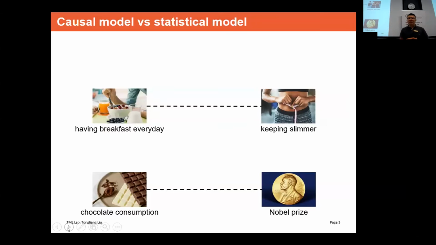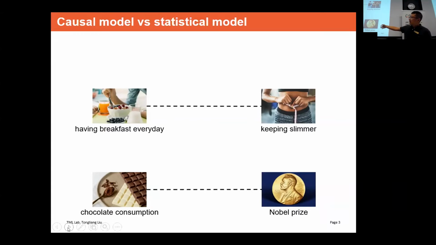I'd also like to further explain that a causal model is more useful than a statistical model for some applications. Here I would like to illustrate two examples. The first one shows that there's a very high statistical dependence between having breakfast every day and keeping fit. So we can make predictions: if we observe someone usually has breakfast every day, then we can predict that this person is likely to be fit.